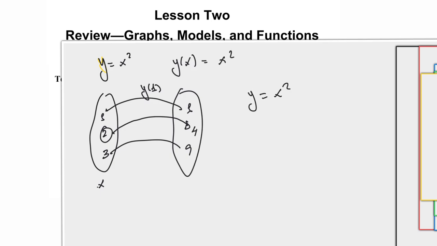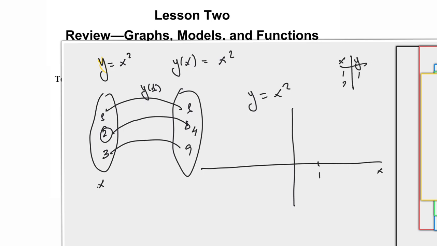How do you plot this in a graph, in a Cartesian plane, x and y? Well, you plug in the numbers. So the x is the 1, and when the x is the 1, the y is the 1. So you make a table, x and y. If the x is 1, the y is 1. If the x is 2, the y is 4. If the x is 3, the y is 9.